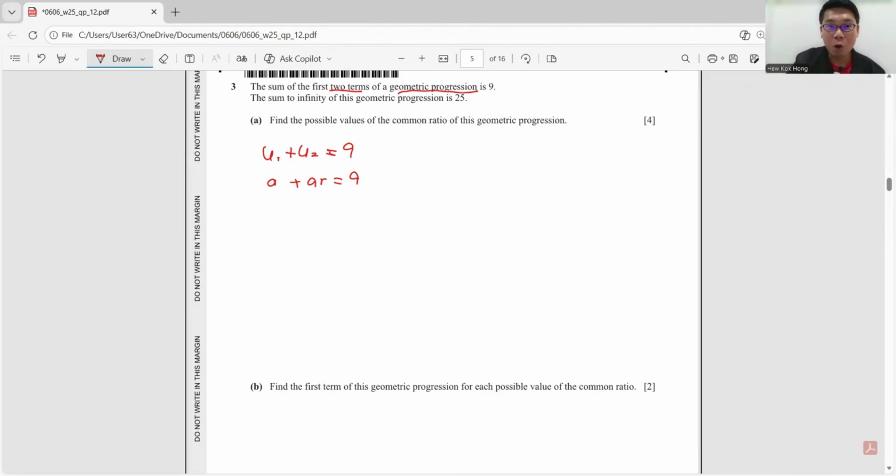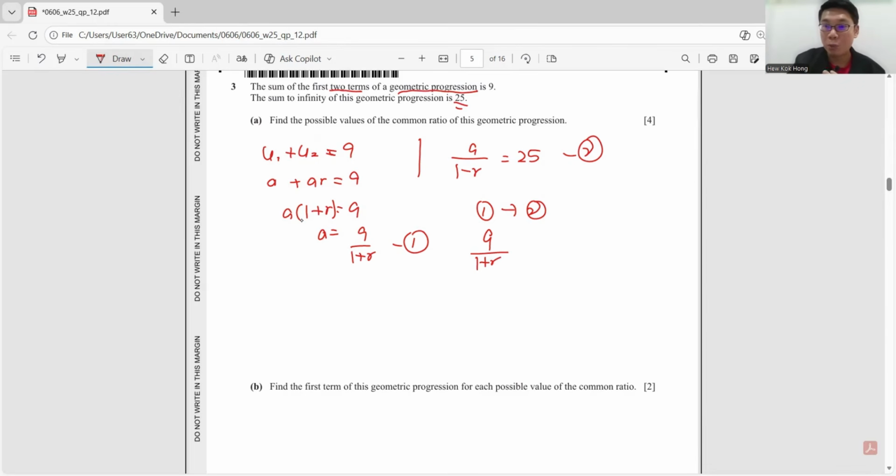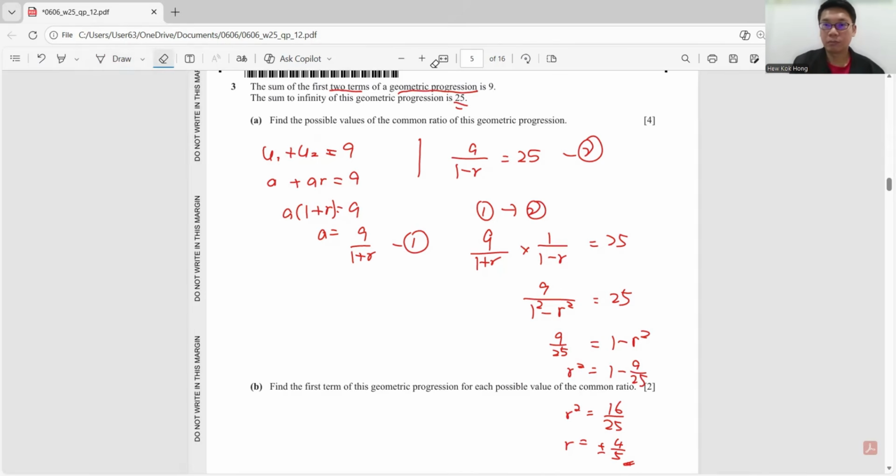And it says the sum of infinity is 25. So we use the formula. Then we can try to solve it. Divided by 1 minus r means times 1 minus r. The good thing of 1 plus r and 1 minus r is it will become 1 squared minus r squared. 4 over 5. So like this, we can get what is the common ratio of it.